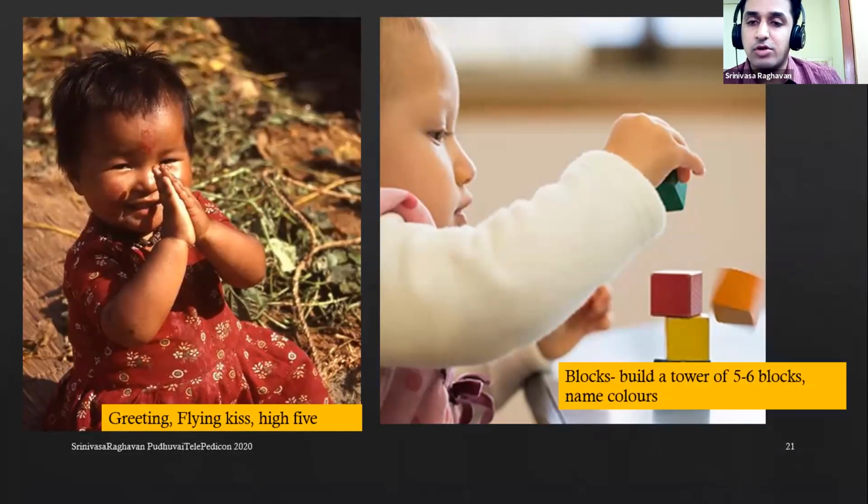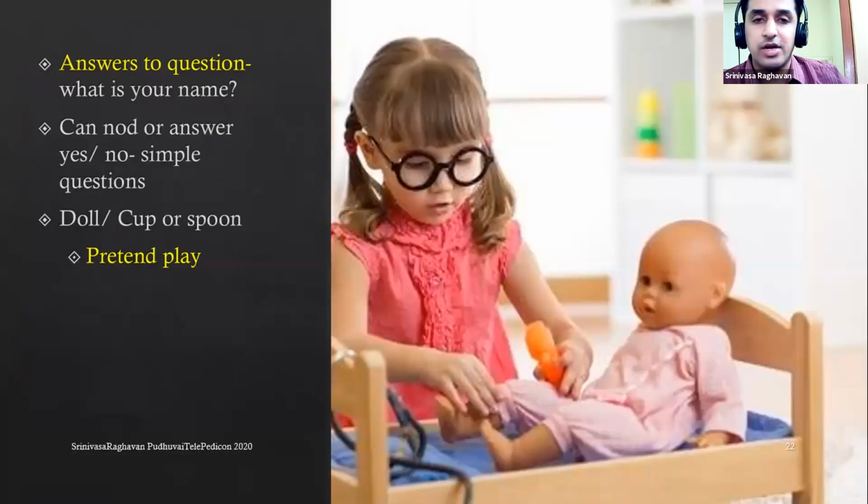A child should be able to build a tower of 5 to 6 blocks and name a few colors. With the same blocks, you can ask about some colors. Have some toys with pretend play equipment like a cup and spoon. See if the child is able to engage in good pretend play, and ask some simple questions to the child. "Un per enna saaptinga, dosa pudikuma?" Like that, some simple questions can be asked. Elicit some answers. Simple yes and no a child should be able to do, or at least the child should be able to nod, understanding your question by this stage.